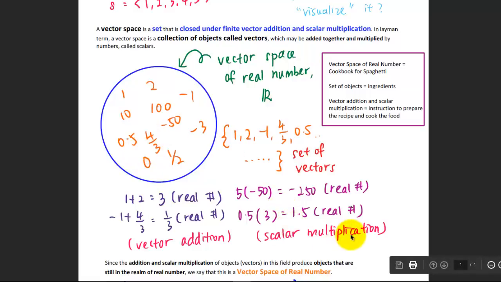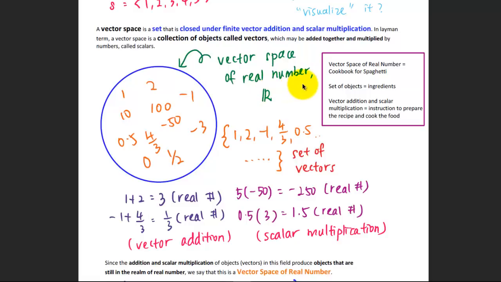Let's look at scalar multiplication. You randomly multiply any of the members here with a scalar, a constant, be it 5, 0.5 or a negative value, and you'll still get a real number here. So this new real number is still within the family of real numbers. And since vector addition and scalar multiplication are fulfilled by all the members here, we say that this collection of objects is a vector space of real numbers.